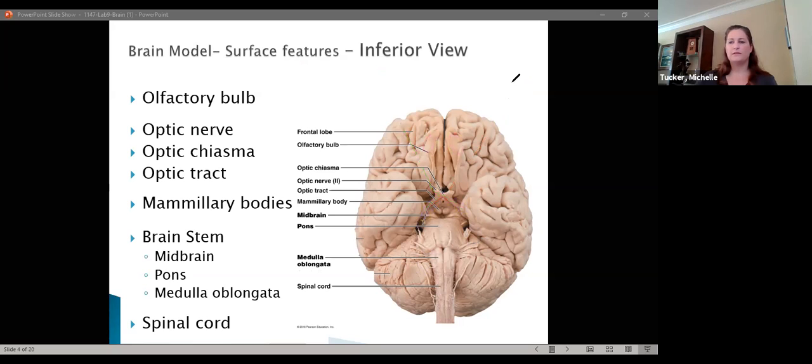So for lab, you just need to be able to identify the structures. You do not need to actually know their functions, but sometimes it's kind of helpful. Below the optic chiasma here are two structures that look like peas, and these are mammillary bodies. They contain cell bodies that are associated with the olfactory system.